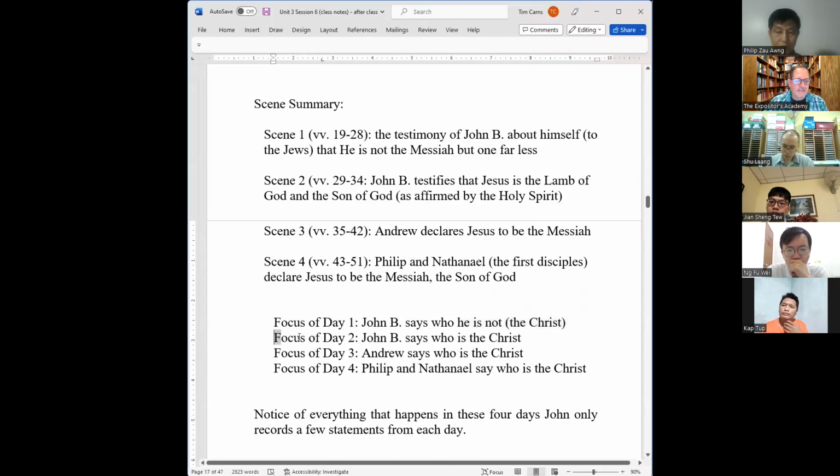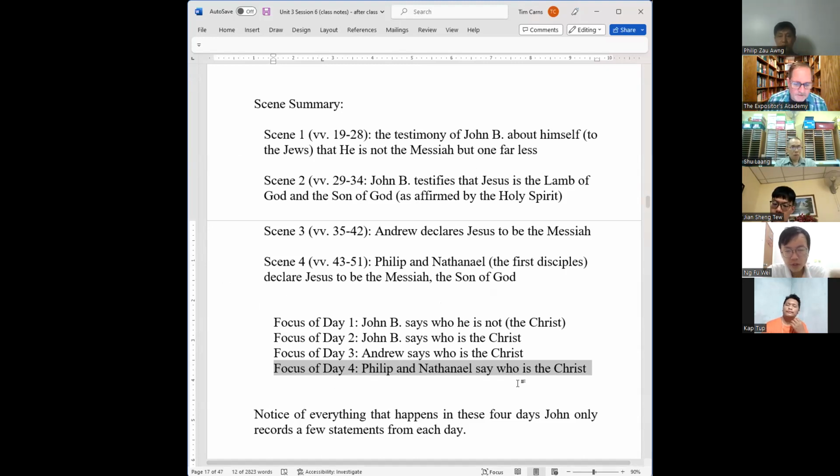Then the focus on day two is that John the Baptist identifies, or testifies, who is the Christ. And there he calls him the Lamb and the Son of God. And then on the third day, Andrew, so this is someone else, identifies the Messiah. And then on the fourth day, we have Philip and Nathaniel identify him. And again, they gave him other descriptions as well: Jesus of Nazareth, the King of Israel, the Son of God.